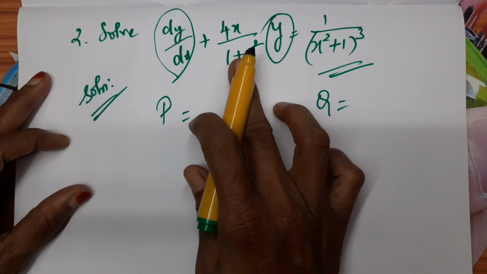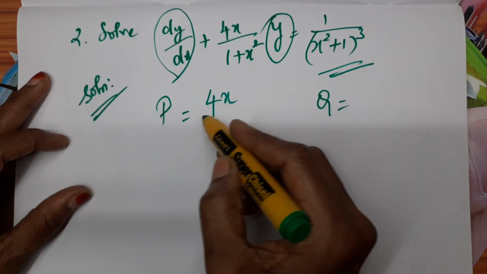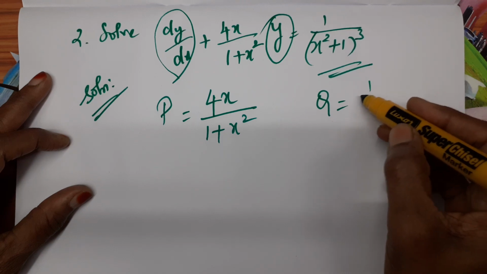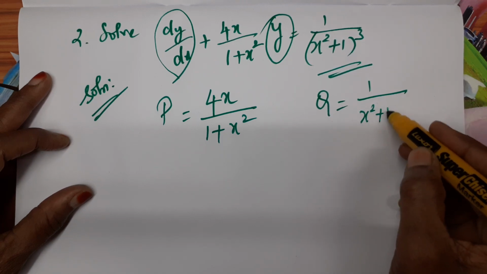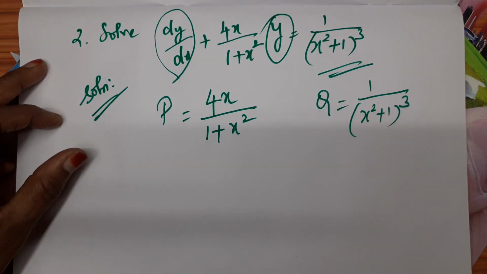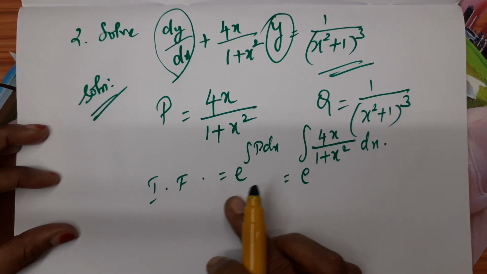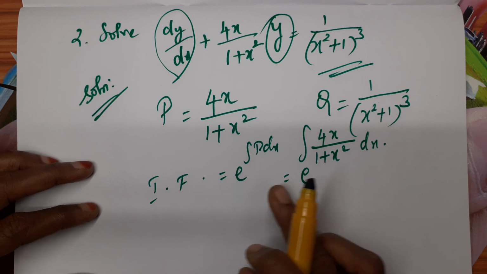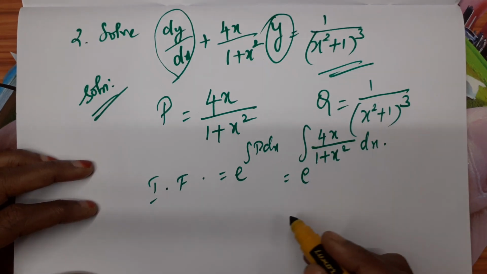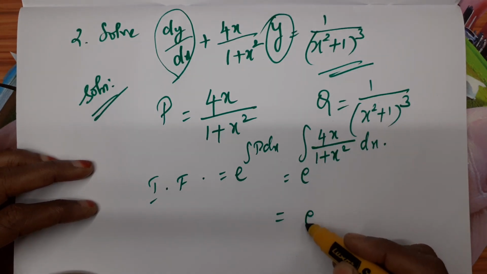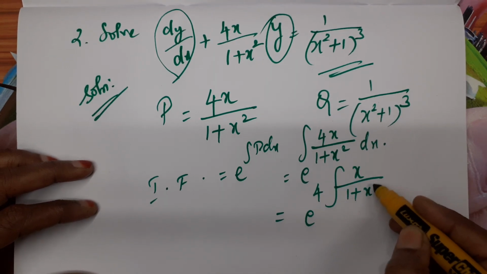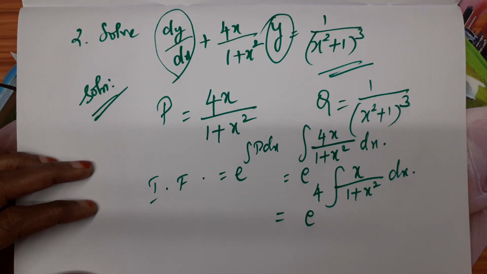P is the coefficient of y. So leaving y, what we have is 4x by 1 plus x squared, and Q is 1 by (x squared plus 1) the whole power 3. Now the integrating factor has the formula e power integral P dx, which is e power integral 4x by 1 plus x squared dx. So 4 can be taken out: e power 4 integral x by 1 plus x squared dx.